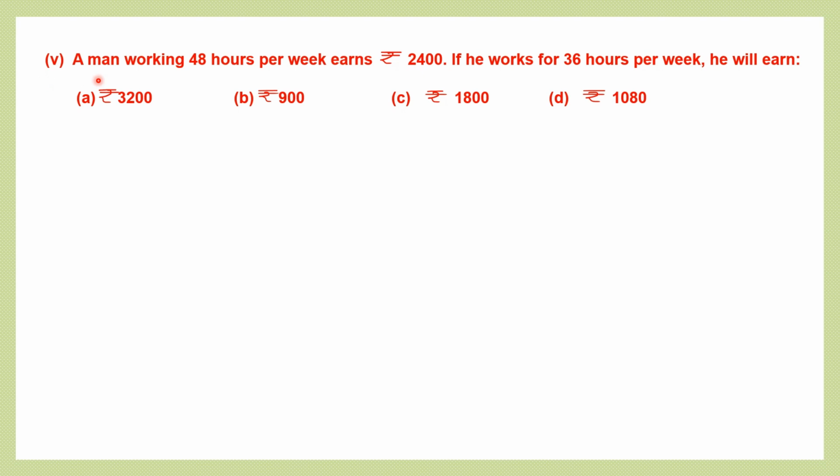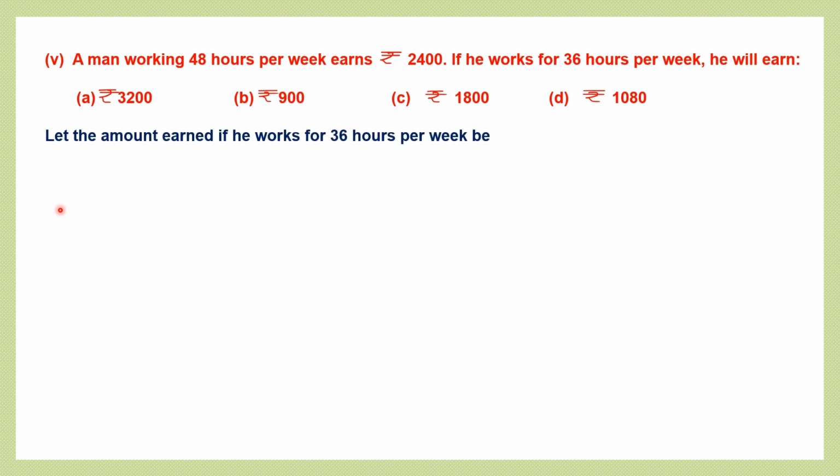Question 5. A man working 48 hours per week earns 2,400 rupees. If he works for 36 hours per week, how much will he earn? So he was working for 48 hours. Now the number of hours has decreased. So if he's earning so much in 48 hours, the amount that he will earn will also decrease because the number of hours that he has worked is decreased. So that means this is direct variation.